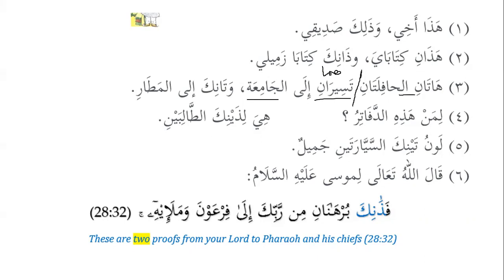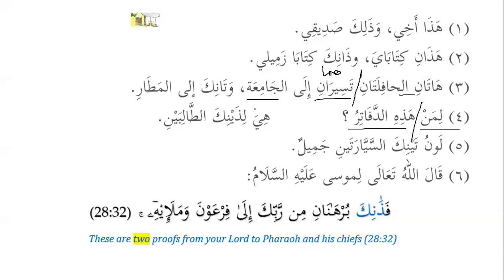Liman hadhihi ad-dafatiru, whose... again here, liman, we can see that this is jar majroor. So jar majroor cannot be mubtada, so this is khabar, and hadhihi ad-dafatiru, these notebooks. So ad-dafatir, because it's a masculine, feminine plural, that's why it will be hadhihi. So hadhihi ad-dafatiru liman, and because liman requires to come at the beginning of the sentence, that's why we have liman hadhihi ad-dafatiru, whose notebooks are these.